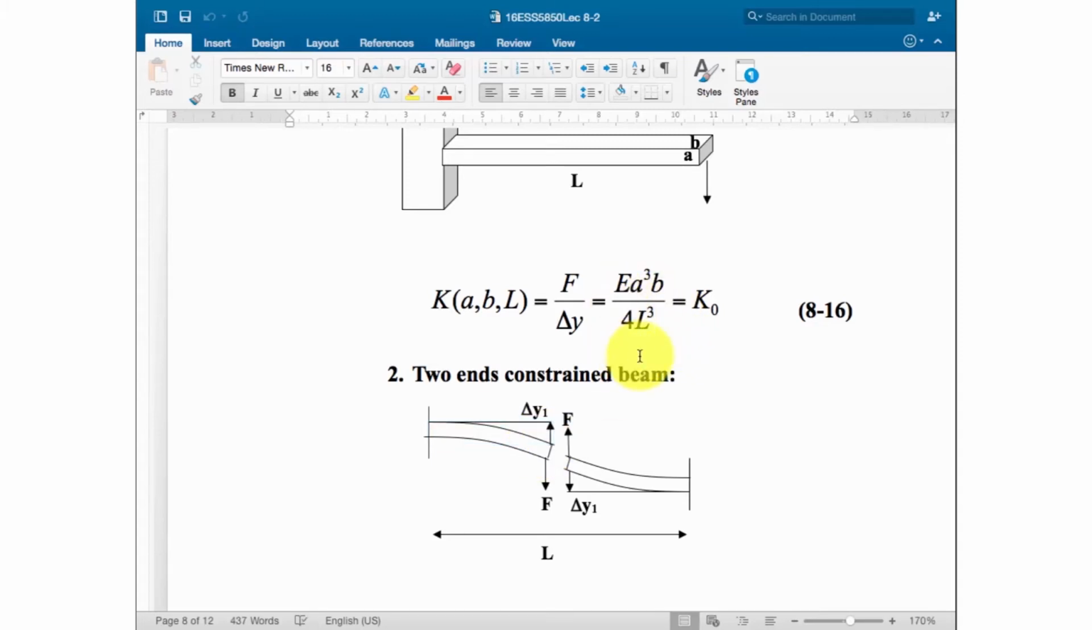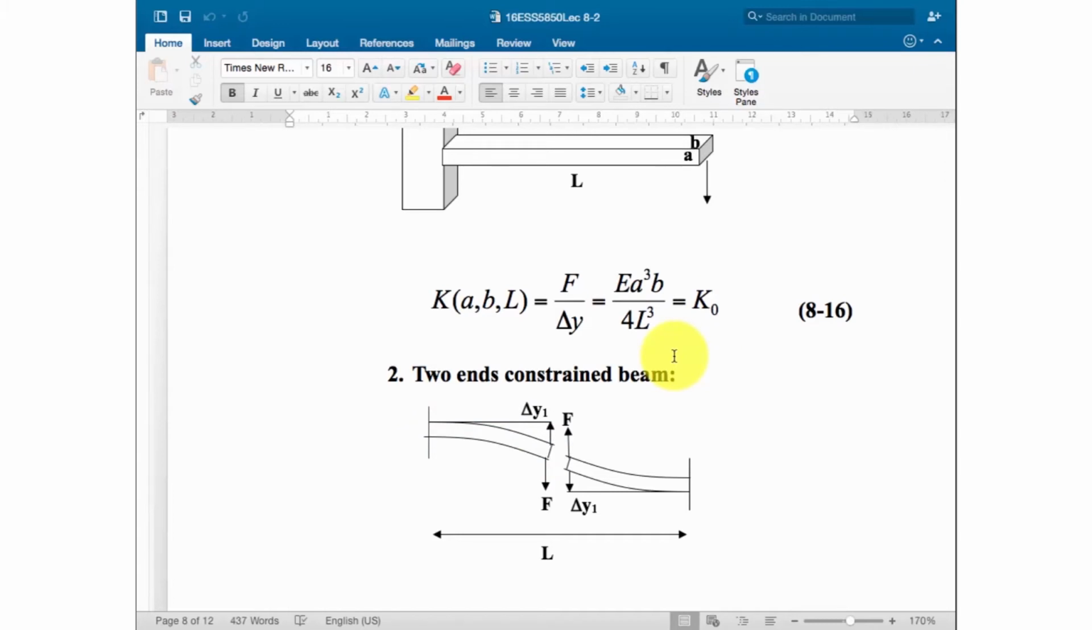8 times, yeah, correct. Because your L becomes L over 2, so the total spring constant will become much harder because your length becomes shorter. So the spring constant here will be 8 times K0. If you consider only one spring here, it will be 8 times K0.